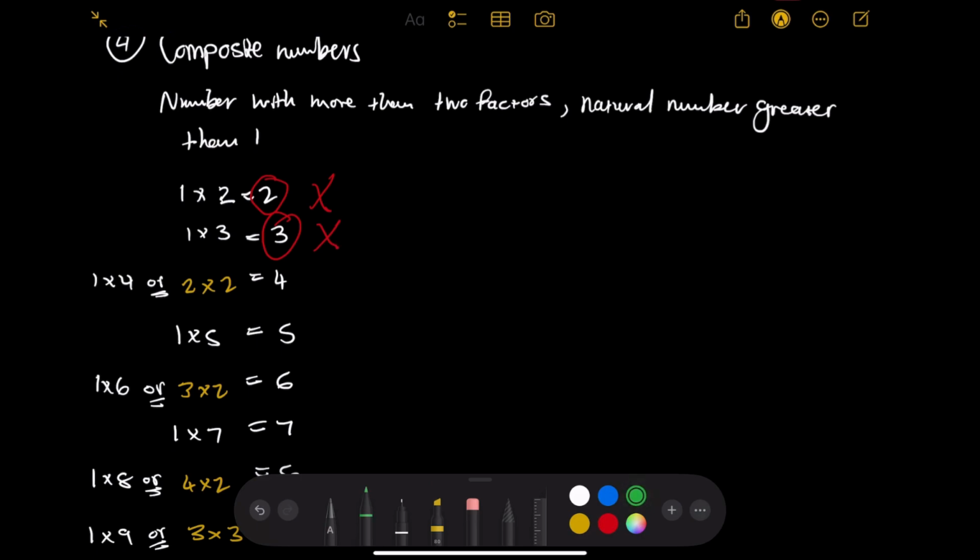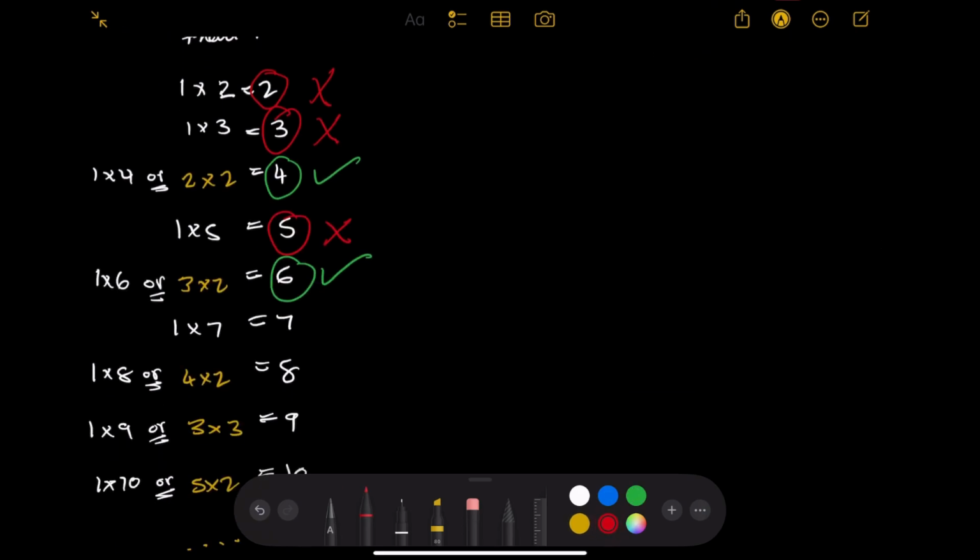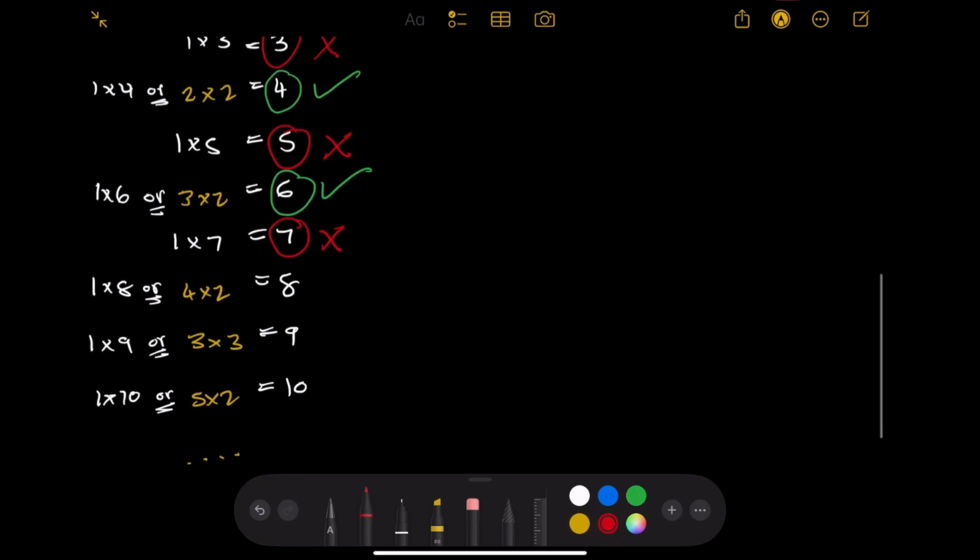3 only has 2 factors, not a composite number. 4 has more than 2 factors, 1, 4, and 2, right? So it is a composite number. 5 only has 2 factors, so it is not a composite number, right? Then when we look at the number 6, it has more than 2 factors. It has 1, 6, 3, and 2, so it is a composite number. 7, it only has 2 factors, right?